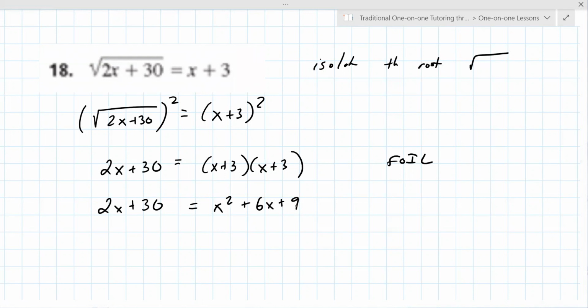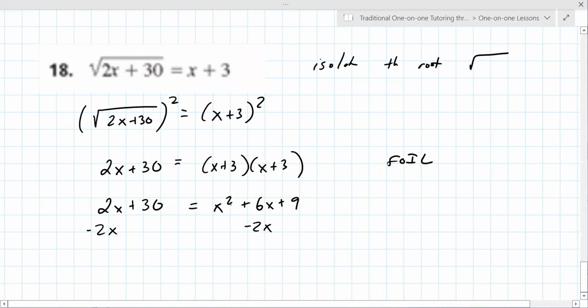Yes, you're going to get one of these on your test, and hopefully it's not too bad. So now you want to get all the terms on one side or the other. So I would move everything to the right because we really want x squared to be positive. That's the preference. Then you can move that 0 over to the right side rather than on the left.